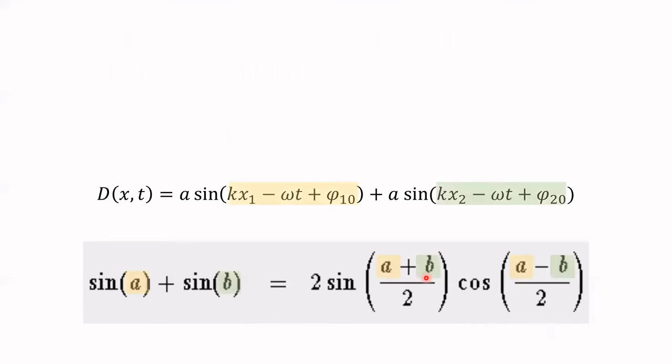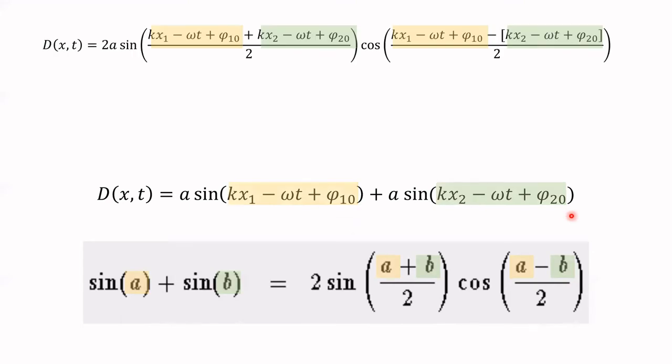Okay, let's match up our a's and b's. How about we call this entire argument, or phase, we'll call it A, and this is B. So I'm just going to apply the formula here. And it's kind of gnarly at first.